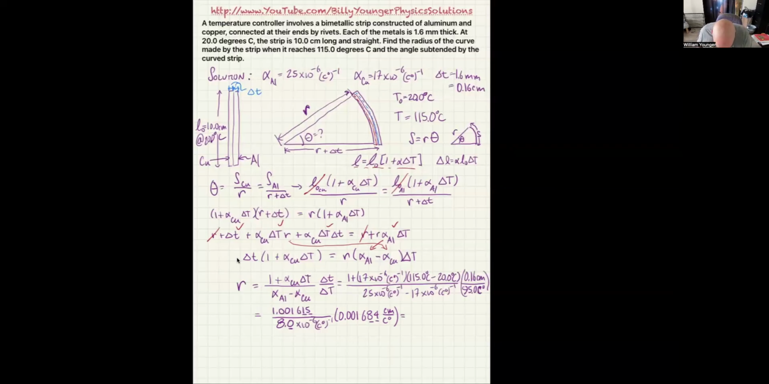I'm going to take the 0.001684. I'm going to multiply that by 1.001615. Notice I am carrying those non-significant digits. When I do that, I get 0.001687. And really, that's only supposed to have 2 sig figs because only the 1 and 6 were sig figs. So the 8 and 7 are not going to be sig figs. And then, of course, I've got to divide this by the 8.0.